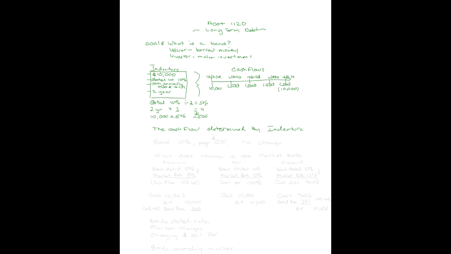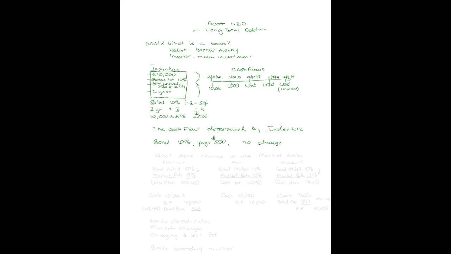So what do we know? We know we have a $10,000 bond that's 10%, and that's never going to change. So we have a bond, and it's 10%. It pays $500 every 6 months until it matures. And then it pays out the $10,000, and it doesn't change. It's the same forever.